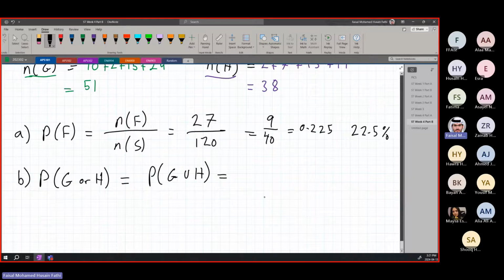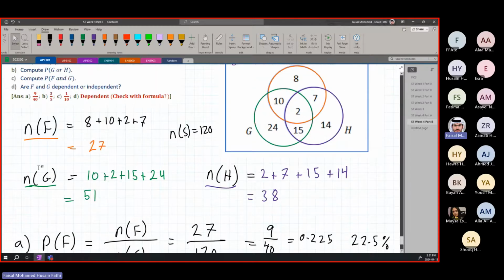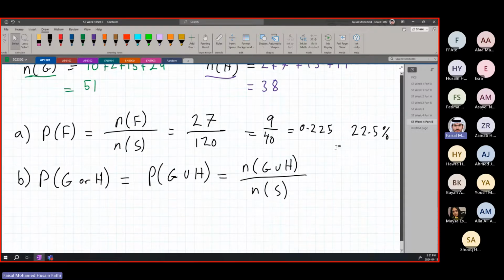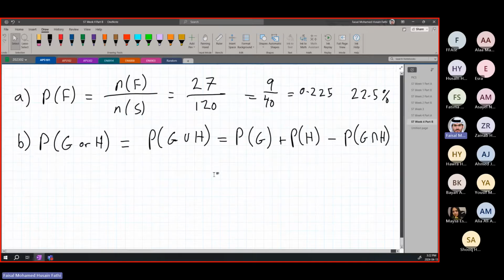You can either do N of G union H over N of the sample size. You're going to find G union H, find the values and all of that, but it will get very complicated. So it is much better to just simply use the formula that we know, which is P of G plus P of H minus P of G intersection H. And we can simply find it this way.